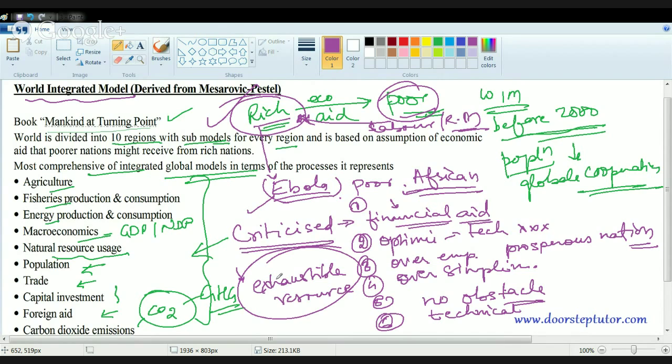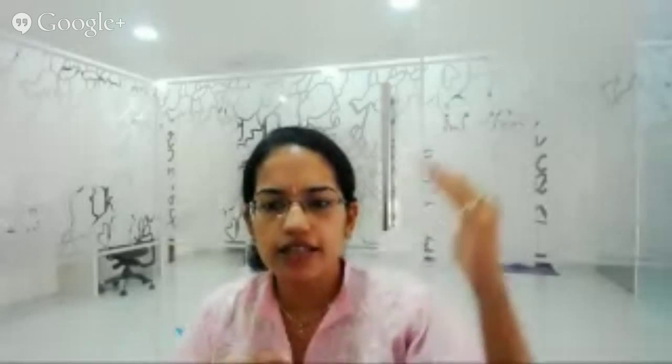So we have understood the major three models today. That's the World 2 model, World 3 model, and the World Integrated Model. We have understood why there was a wave which led to the origin of the world models, the concept of world dynamics, and the flowchart by which we understood the sequence of development of various models.